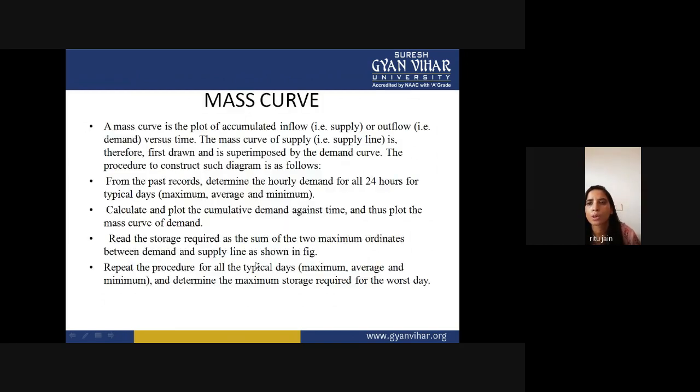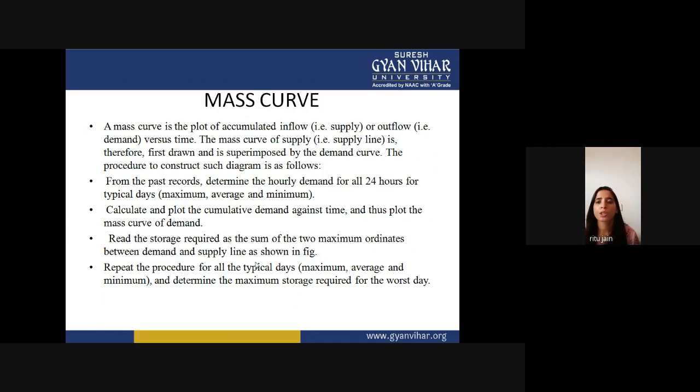Next, we come to the mass curve. It is very important. A mass curve is basically for hydropower plants. A mass curve is the plot of accumulated inflow or outflow versus time. The supply mass curve is first drawn and is superimposed by the demand curve. The procedure to construct such a diagram is as follows. These are the steps by which you can easily draw the mass curve.